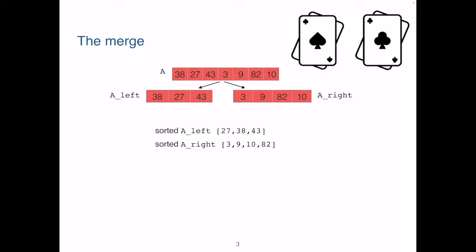We scan A left and A right from the smallest to the largest and save the items one at a time to a new list. We put 3 down first, then we compare 27 with 9. 9 is smaller, so we put 9 down, and so on.